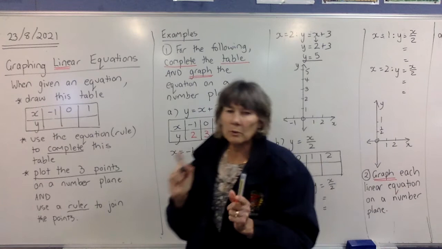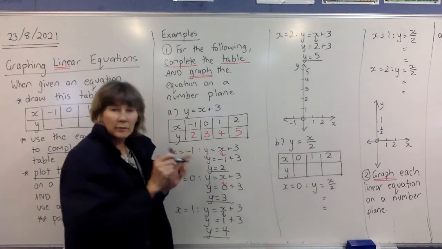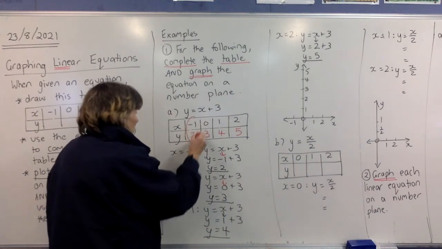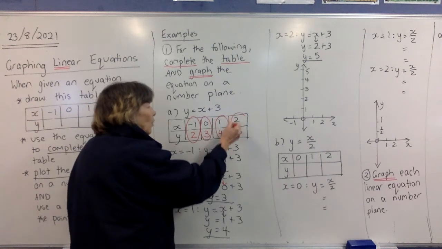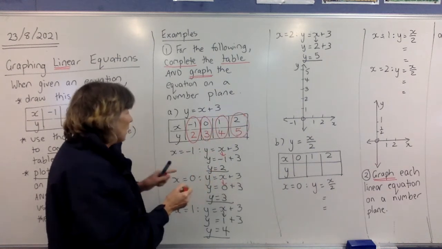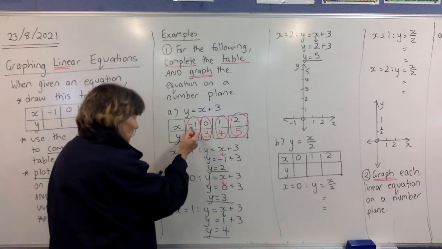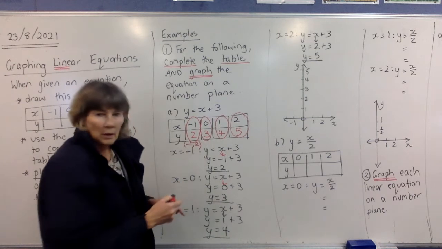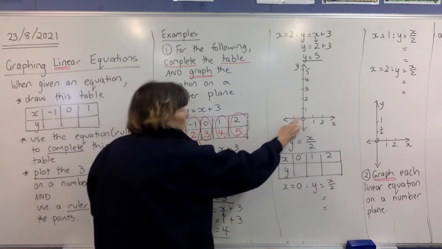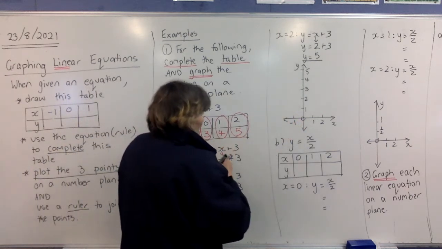So once the table is complete, you now have some points. This is your first point, and we've actually got 4 points. So we're going to plot those 4 points. So this first one we're plotting is the point -1, 2. So we're going to go along -1 up 2.